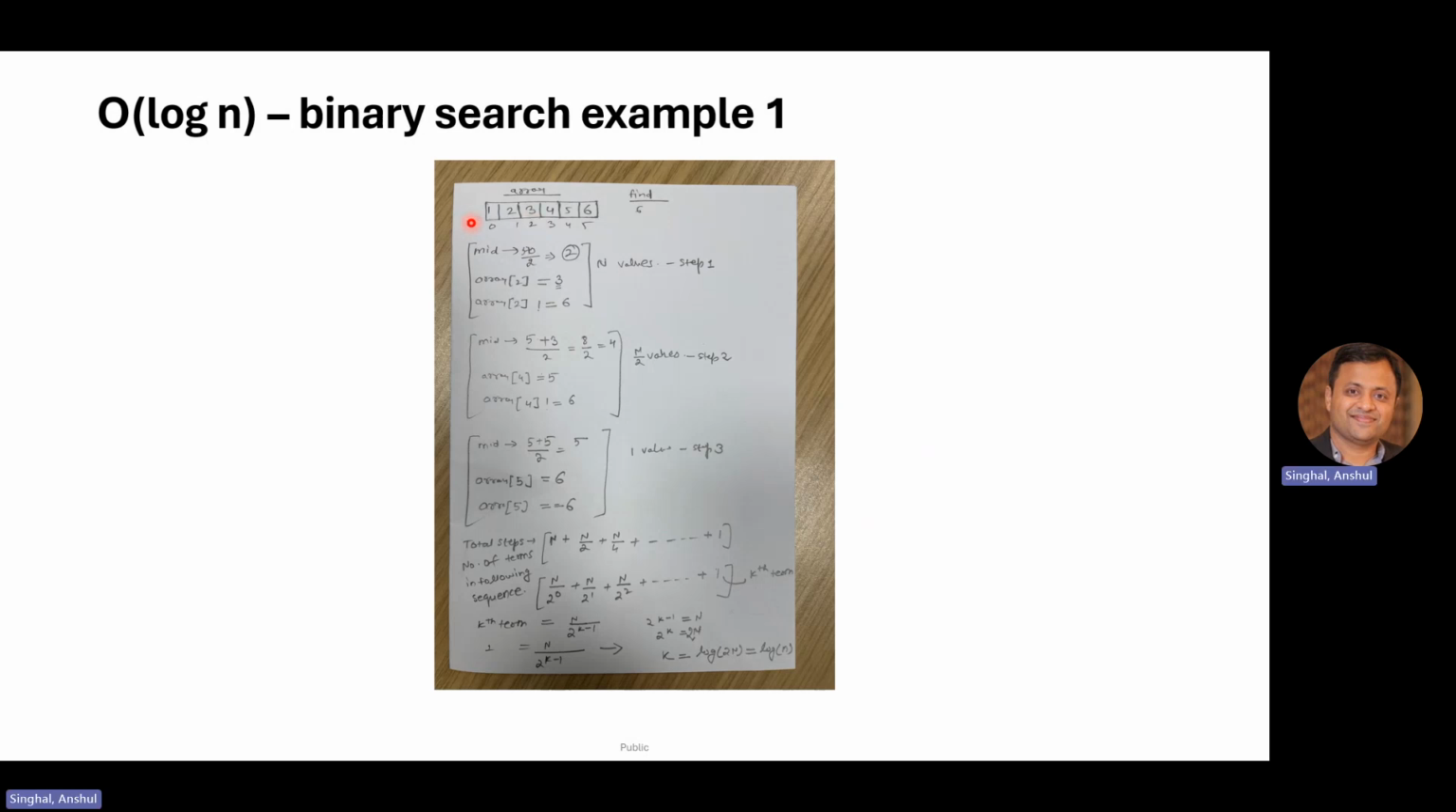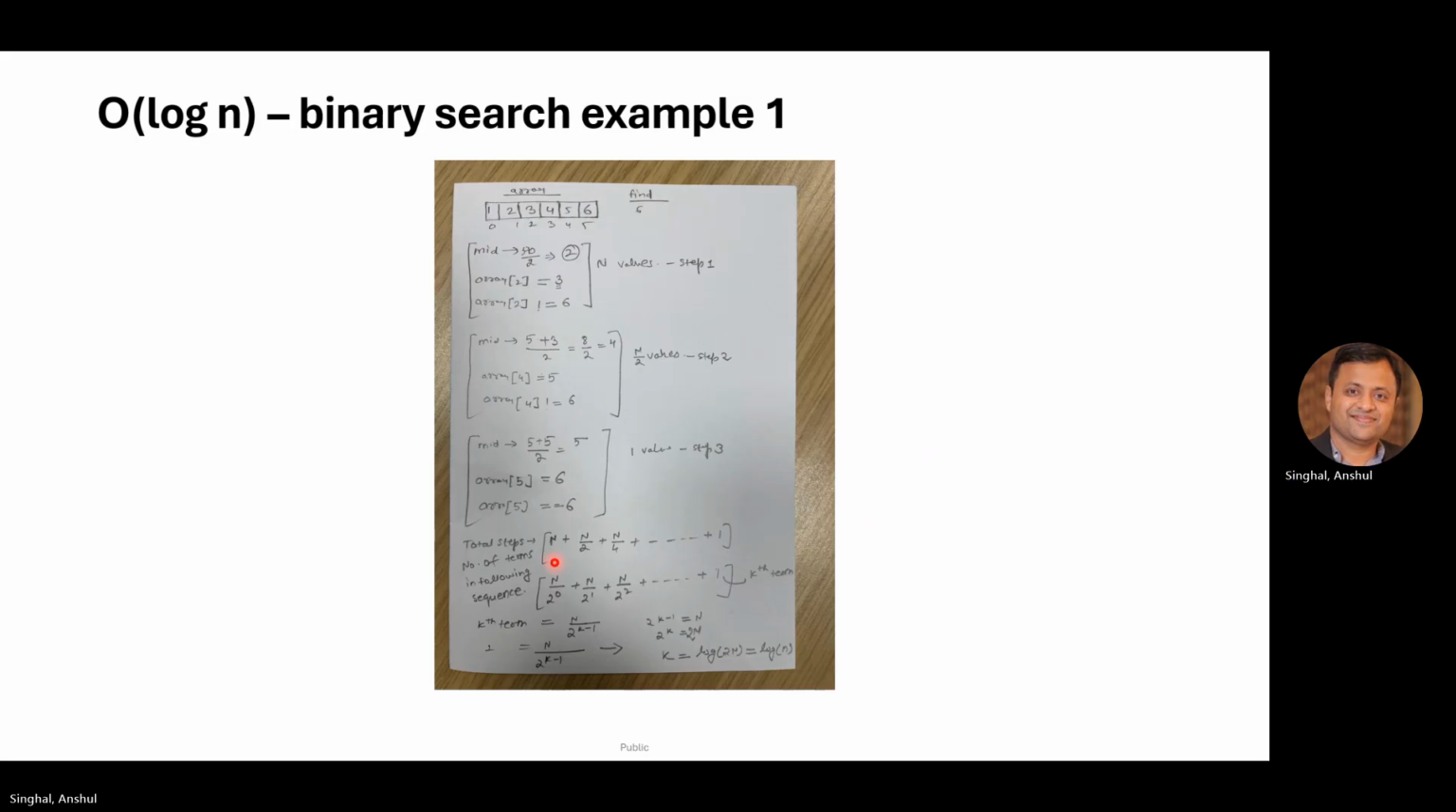In linear search, I evaluated all the elements in this array. But here, if you see, I have done just 3 steps. First I looked at position 2, then I looked at position 4, and then I looked at position 5. So just 3 steps, right?